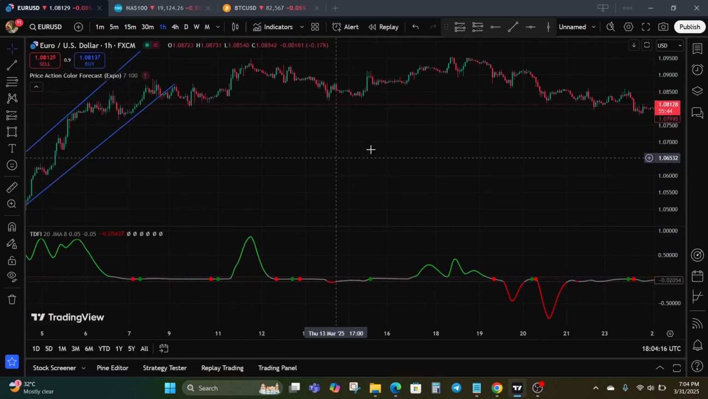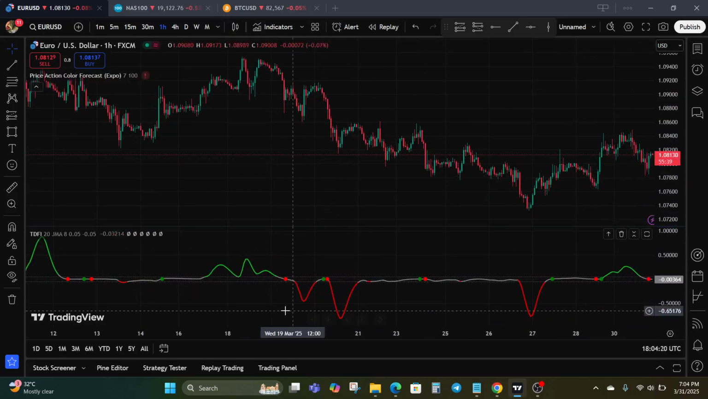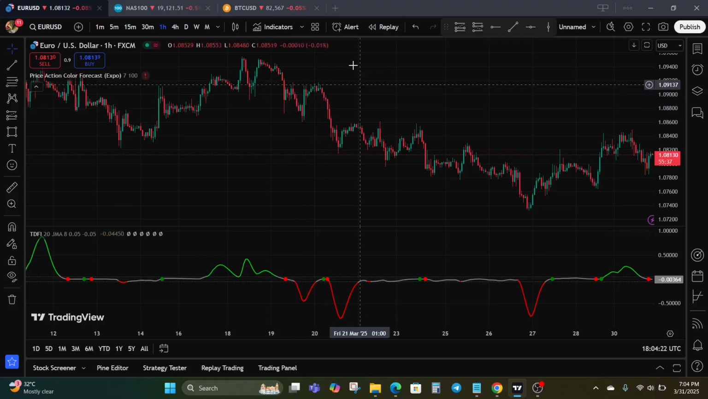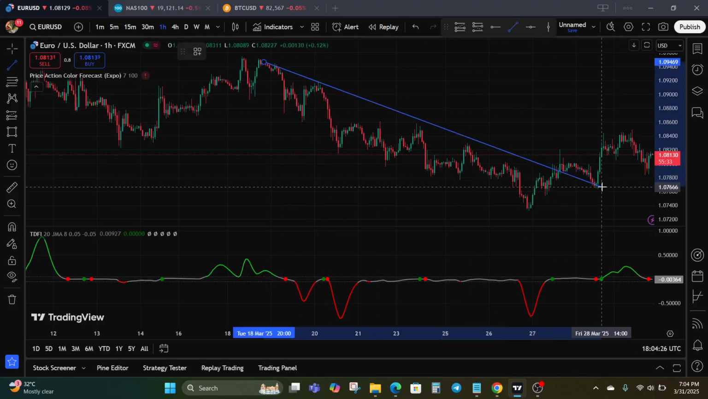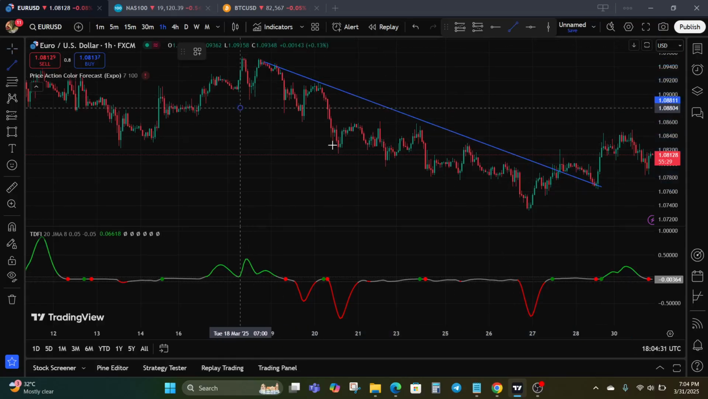On the other hand, negative values, when the indicator drops below the zero level, negative values suggest strong bearish momentum, signaling a downside breakout.